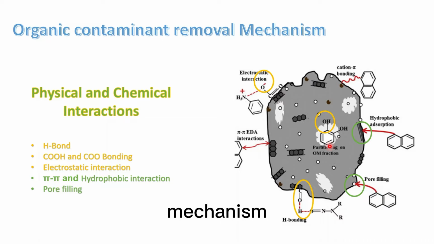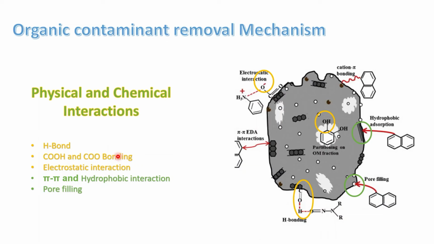The possible removal mechanism of organic contaminants using biochar includes the chemical and physical interactions between the biochar and the adsorbate. The presence of oxygen surface functional groups on the surface of biochar, such as hydroxyl groups and carboxylic groups, plays a dominant role in interacting with the organic contaminants. The formation of hydrogen bonds between the polar surface groups of the biochar and the organic contaminants can remove the organic contaminants.